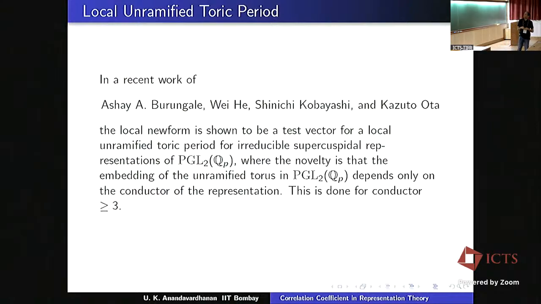And this is done for conductor greater than or equal to 3. Actually, I wrote greater than or equal to 3, but because it's coming from unramified, conductor is bound to be even, conductor has to be even. So what they have done is for 4, 6, 8, etc. All the even conductors starting from 4 onwards. Okay.